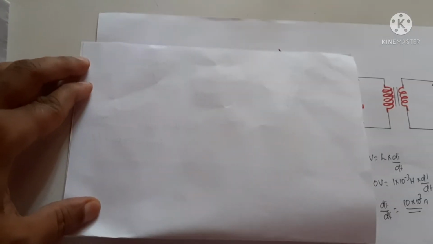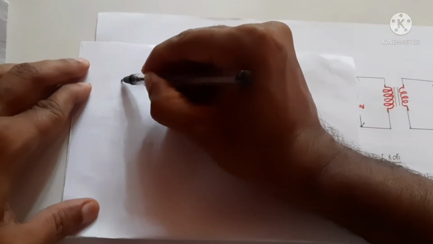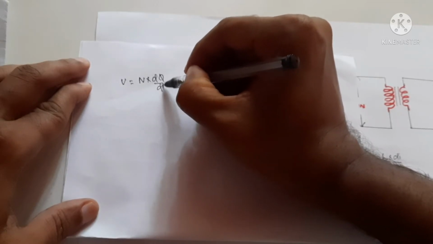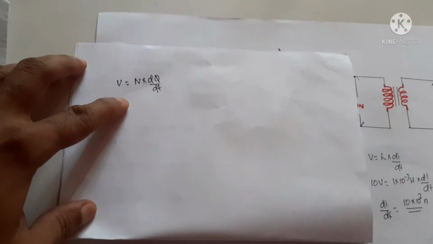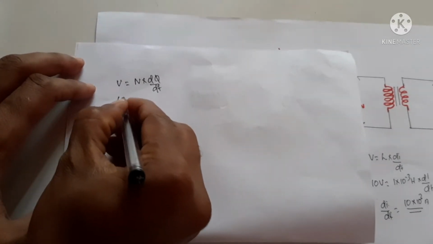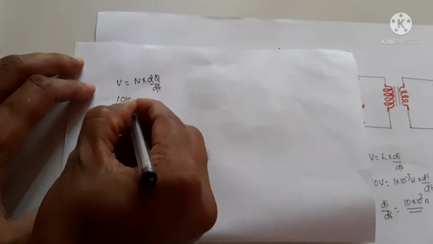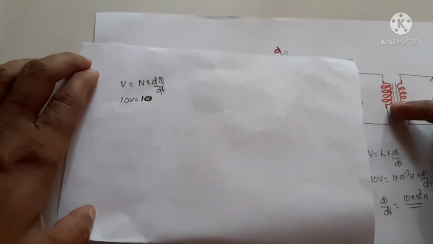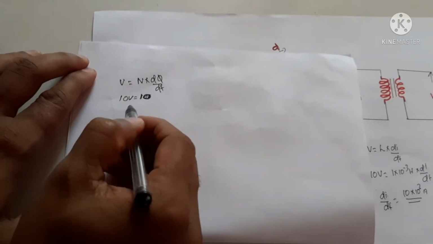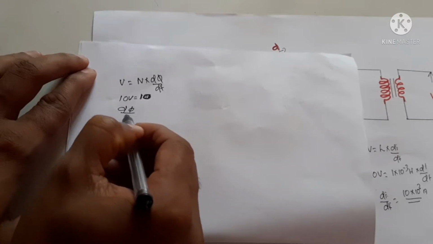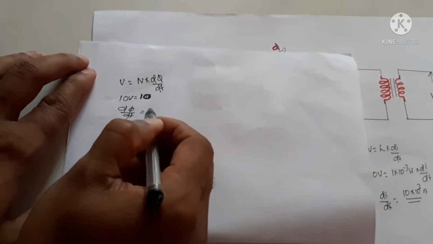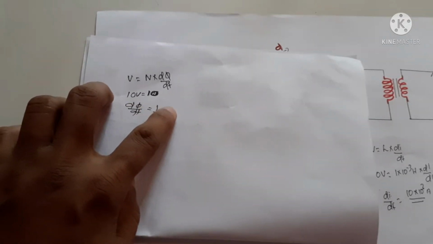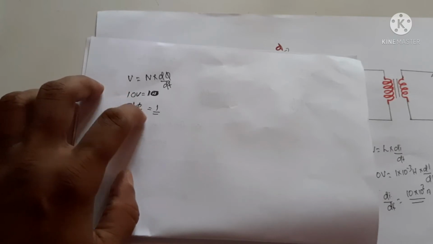We also have another equation, V is equal to N into d phi by dt, and the voltage is 10 volt. If we consider the number of turns at the primary as 10, then d phi by dt will be 10 by 10, which is 1. In 1 second, the unit may be Weber per meter. So d phi by dt is 1.